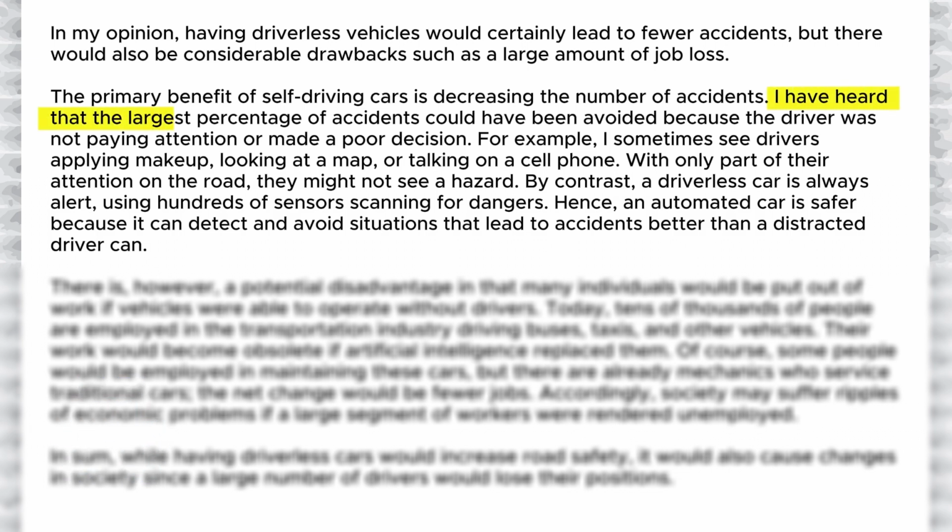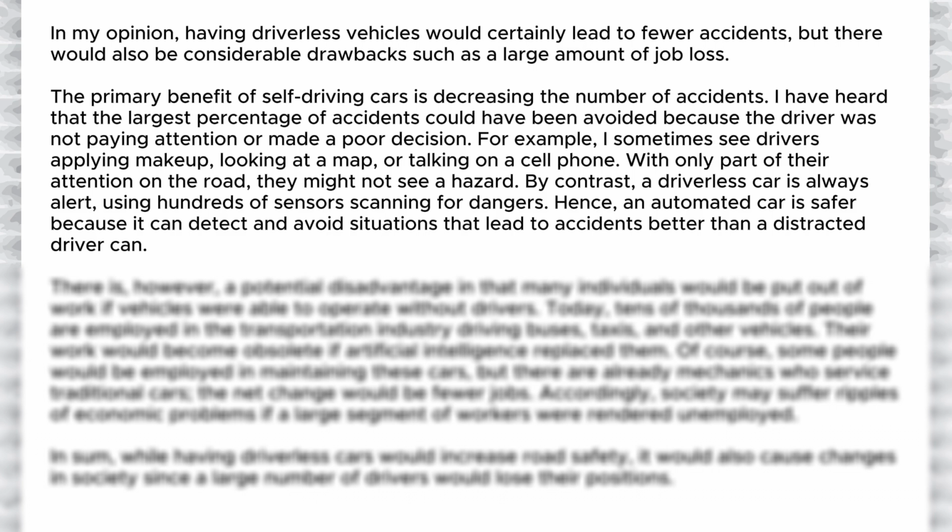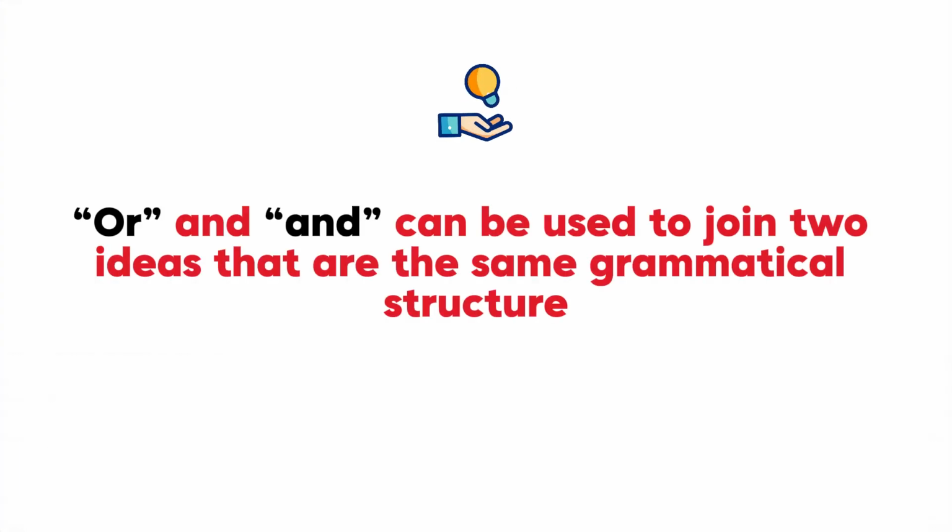I have heard that the largest percentage of accidents could have been avoided because the driver was not paying attention or made a poor decision. Again, I used accidents, but instead of talking about a smaller number, I say that they could have been avoided because there is a driver. This is the problem that driverless cars can fix. I explain why they could have been avoided too. The driver was not paying attention or made a poor decision. Or and can be used to join two ideas that are the same grammatical structure.